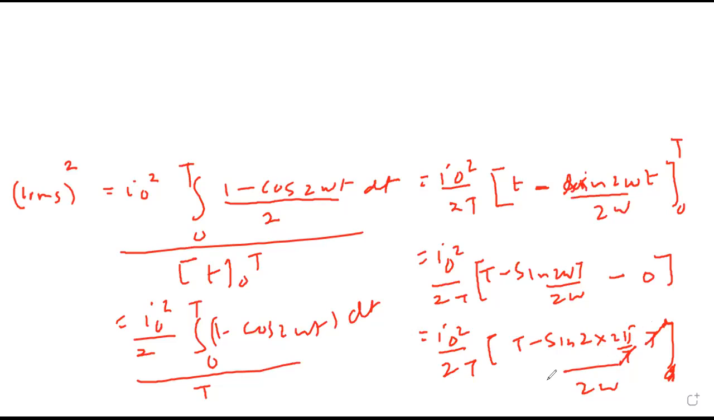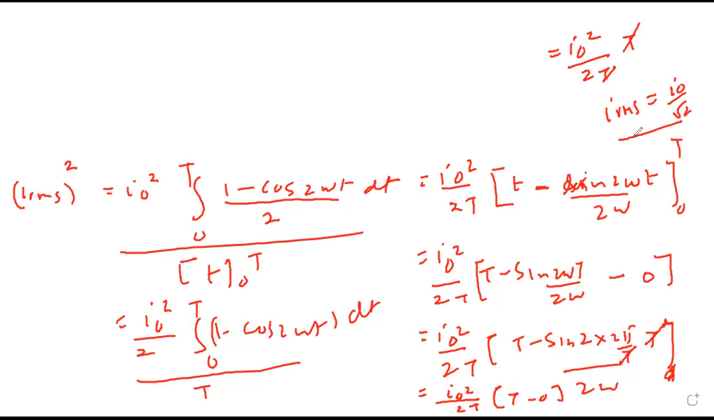What is sine of 4 pi? Hello? Sine of 4 pi? 0. Correct, absolutely right. तो ये t और ये सब टर्म 0 हो जाएगा ना. So we get I naught square upon 2T into T cancel हो गया. Therefore IRMS square root लिया दोनों साइड, so it will become I naught upon root 2. Followed derivation. IRMS is I naught upon root 2. Hello? Yes, sir. Yeah, please solve.